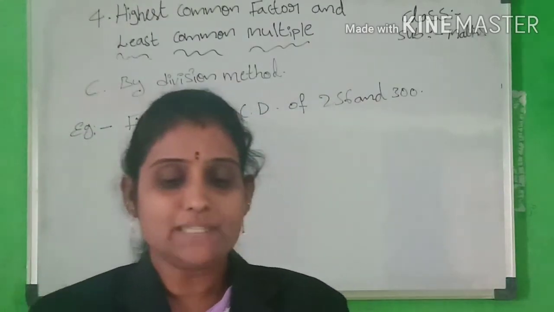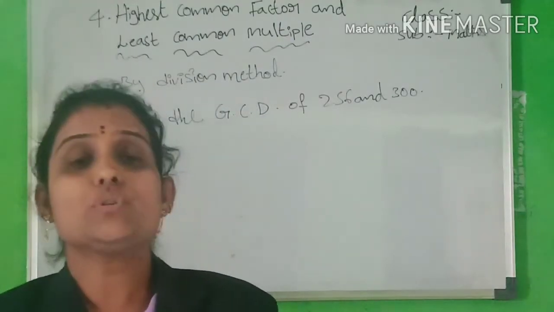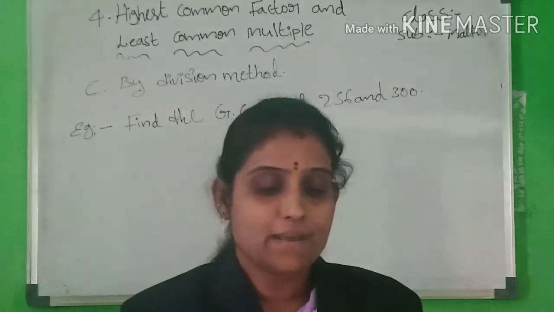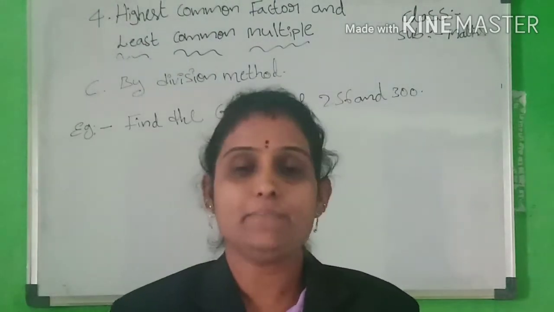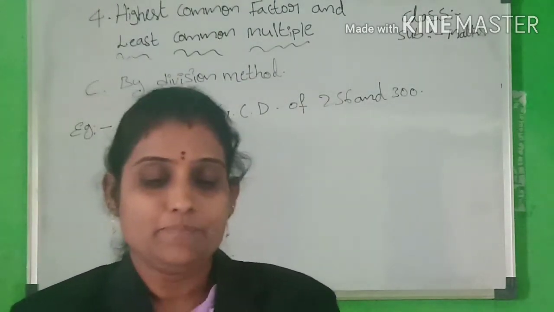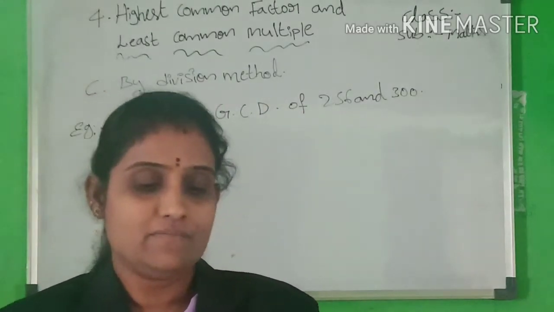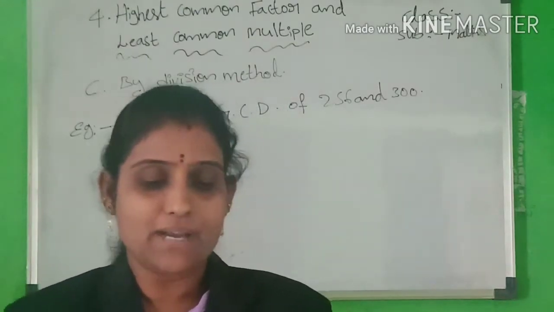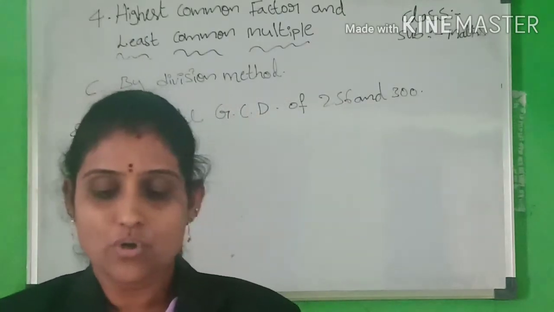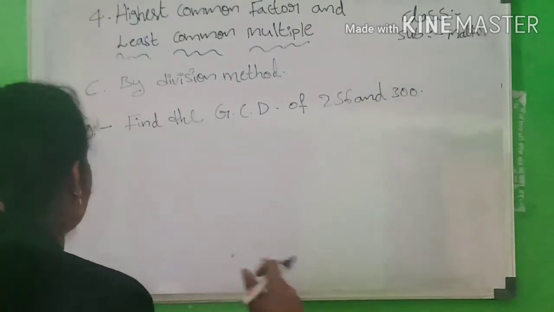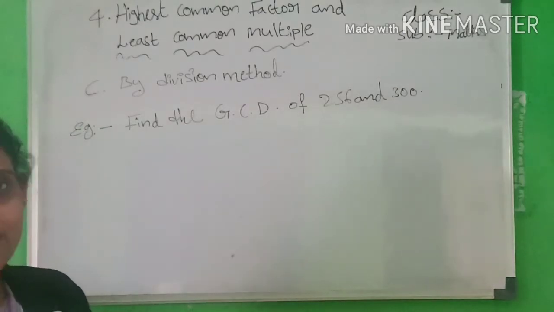Okay, children. This method can be used to find the HCF of bigger numbers. In this method, the greater number is divided by the smaller number. Then the divisor is divided by the remainder we get. This process continues till the remainder is 0. Now you have to find out the GCD of 256 and 300.